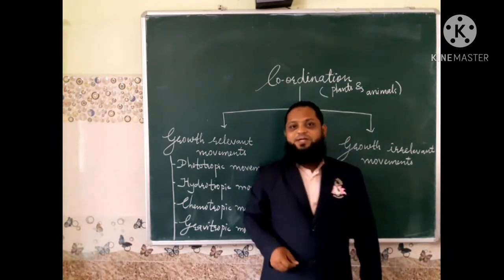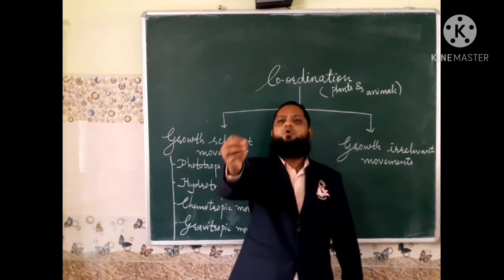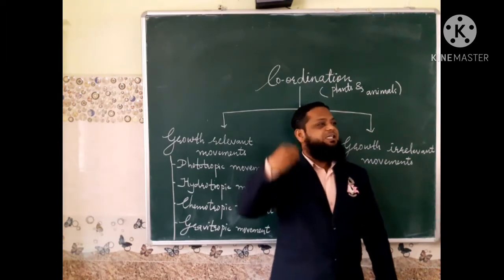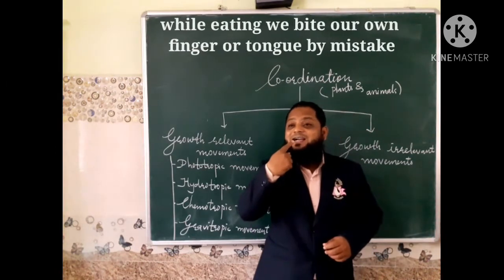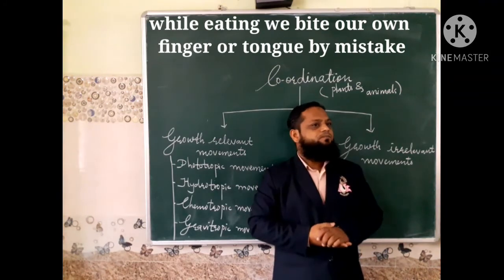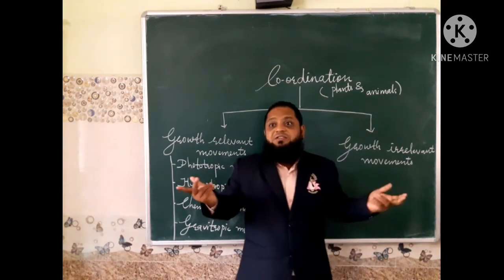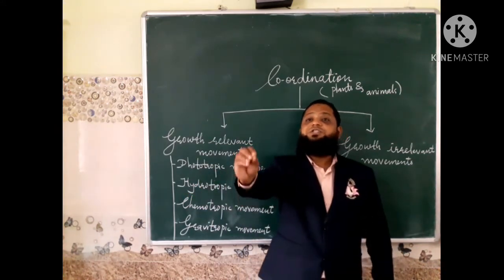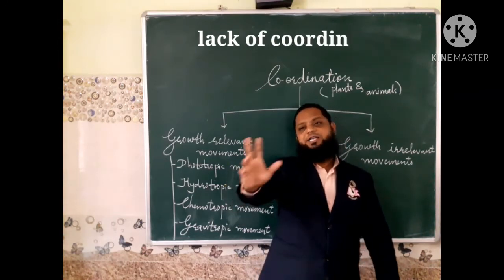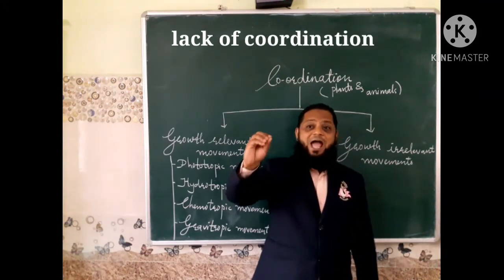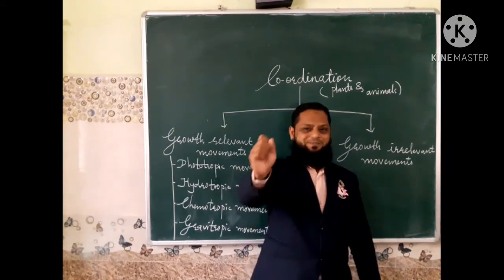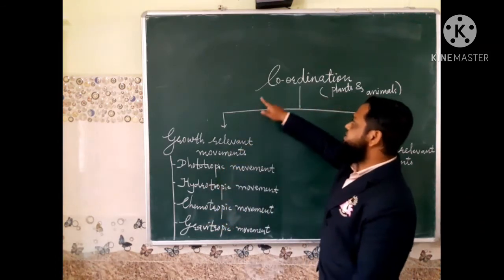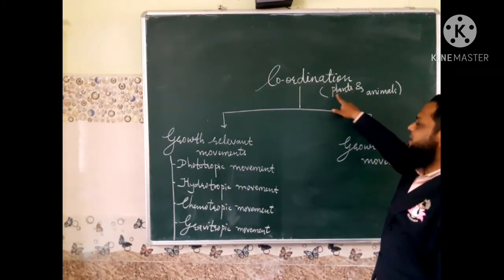I hope it's clear to you. It's a very simple concept. For example, sometimes while eating, we bite our tongue or fingers by mistake. Why does this happen? Dear children, this is only due to the lack of coordination. Lack of coordination brings mistakes. So, our point is coordination in plants.